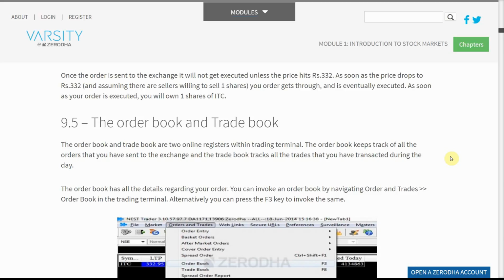Once the order is sent to the exchange, it will not get executed unless the price hits 332 rupees. As soon as the price drops to 332 rupees, and assuming there are sellers willing to sell 1 share, your order gets through and is eventually executed. As soon as your order is executed, you will own 1 share of ITC.